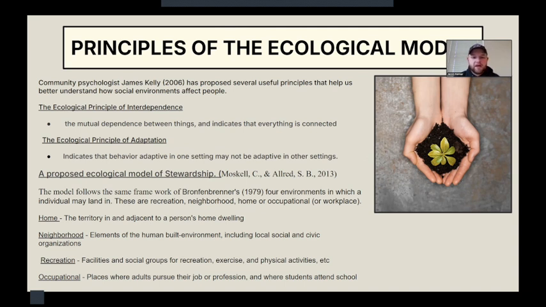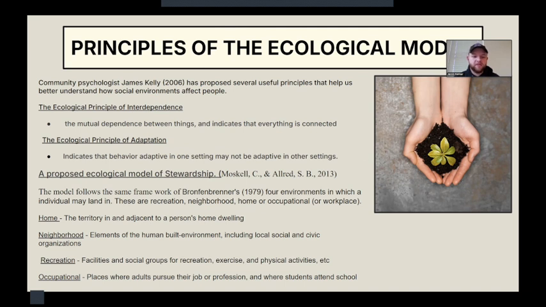then we have a proposed ecological model of stewardship. The model follows the framework of Vaughan and Brenner's 4 elements in which an individual may land. These 4 environments are recreation, neighborhood, home, or occupational or workplace. Home, always, is where you live.